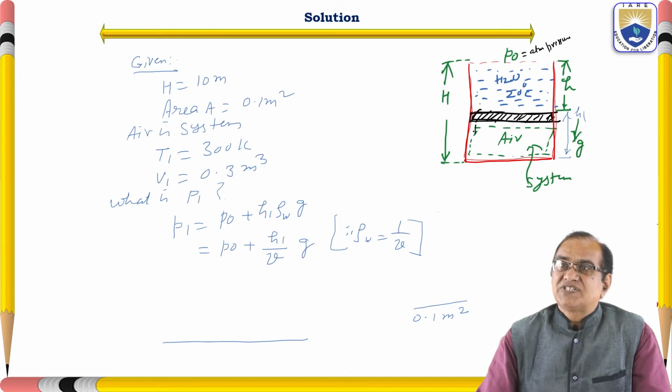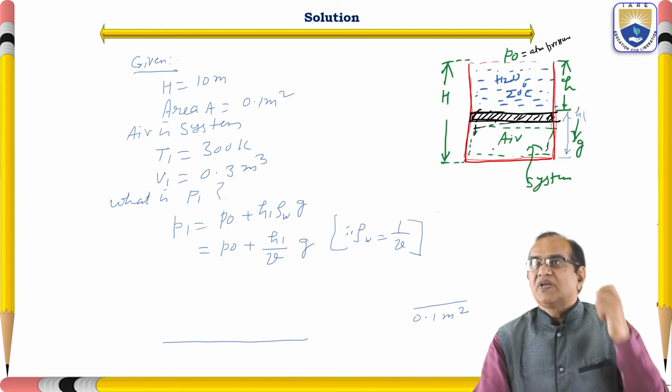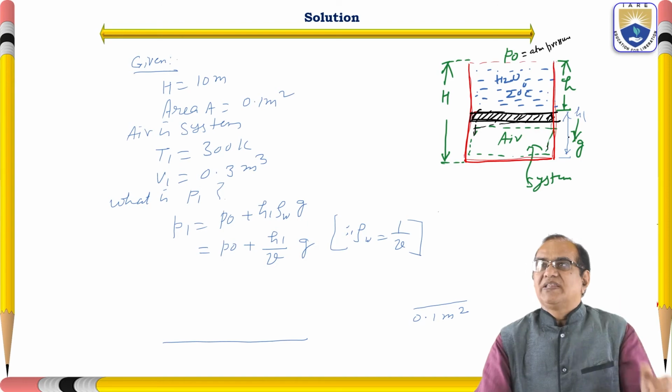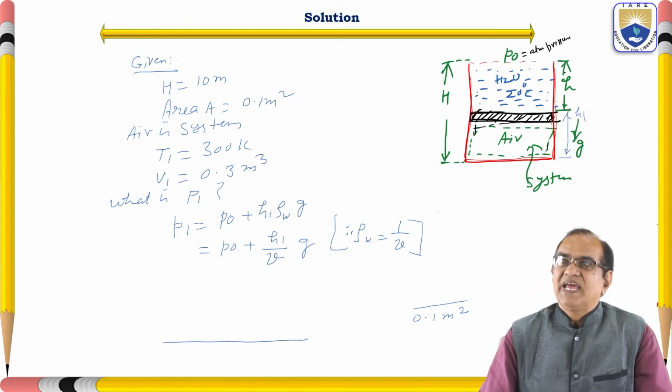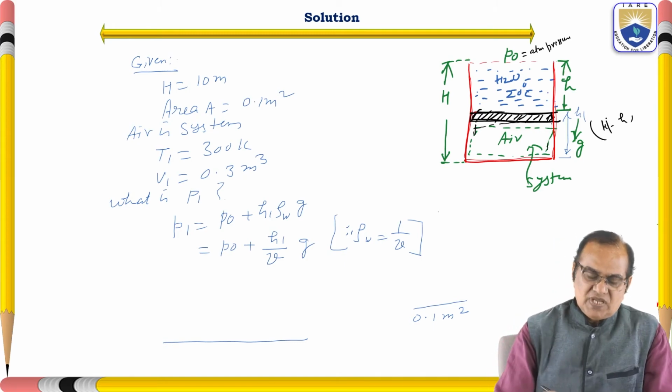Inside we have the system here, and the system is air. So we have to find out the height. Here is h, and the total height from here to here is capital H. This is h1, so h1 is capital H minus h.